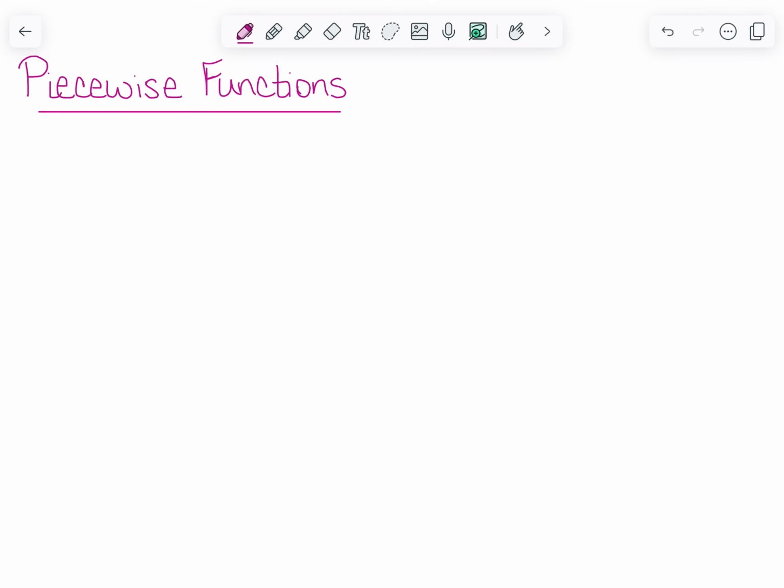Functions are defined differently over different domains. These are known as piecewise functions. One of the most well-known piecewise functions is the absolute value function. How we proceed depends on the input, if it's positive or negative. Defined in this manner, this is how we write the absolute value function.